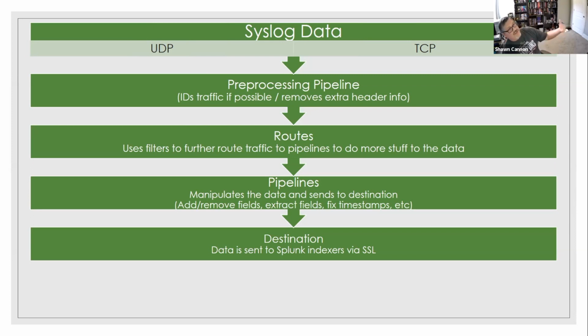And then obviously after that, you've got your routes and your pipelines. We're setting up filters in the routes to route the traffic over to pipelines so we can manipulate the data and then send it over to Splunk. We're sending it to the Splunk indexers with an SSL connection so we can get some compression out of it, all that good stuff. So that's the basics there.